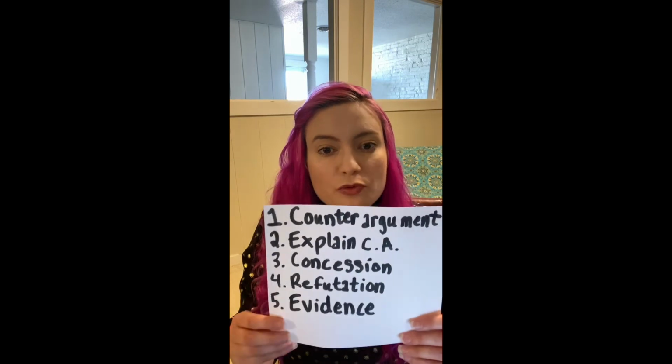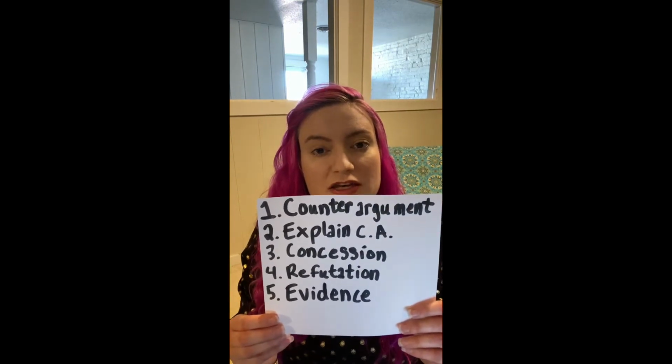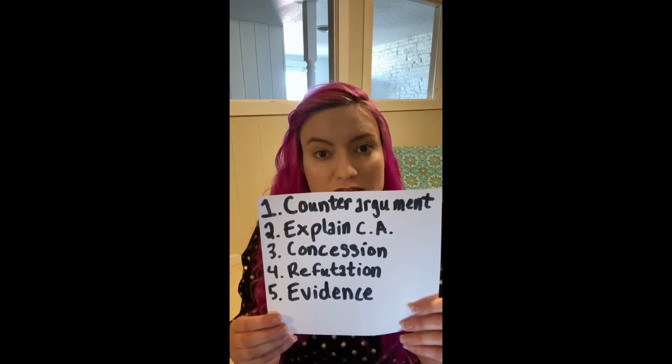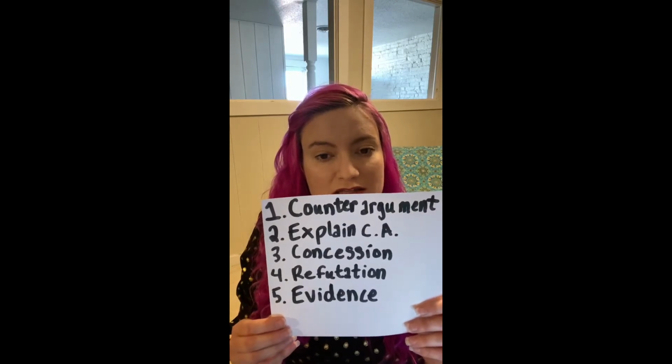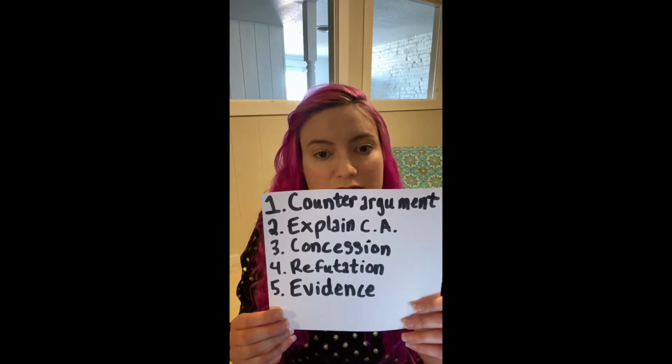And there are a few more steps that I will talk about that can help make a counter-argument and refutation paragraph stronger, and keep it from just being a counter-argument and refutation, giving it a little bit more depth, okay? So, the steps that I recommend using for the counter-argument and refutation paragraph are these 5 steps. Counter-argument, explain the counter-argument, the concession, the refutation, and then evidence, okay?